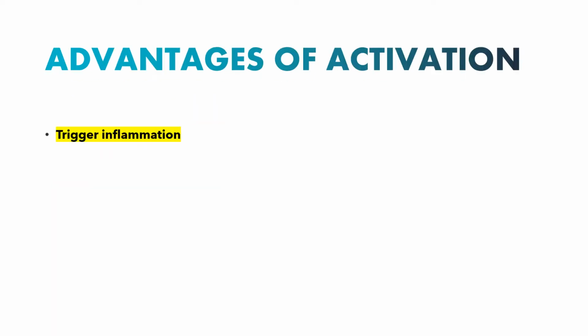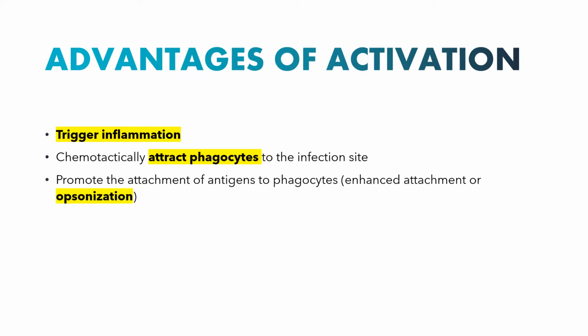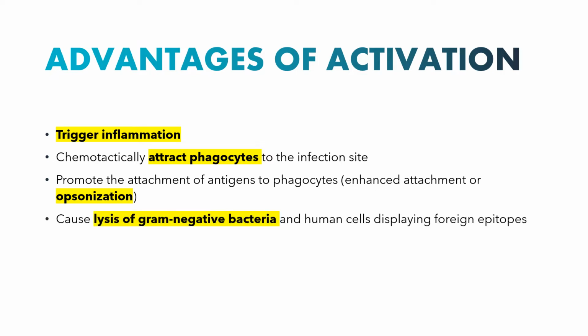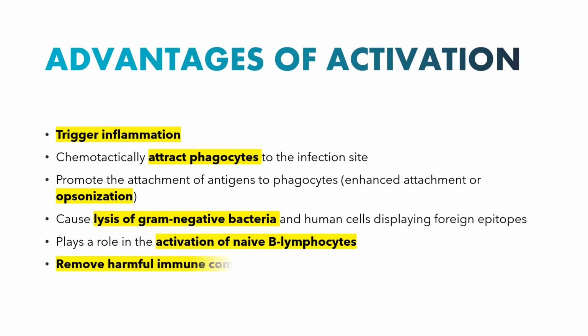Advantages of complement activation. The first one is it triggers inflammation, chemotactically attracts phagocytes to the infection site, and promotes attachment of antigen to phagocytes. It enhances attachment or opsonization, causes lysis of gram-negative bacteria and human cells displaying foreign epitopes, plays a role in the activation of naive B lymphocytes, and removes harmful immune complexes.